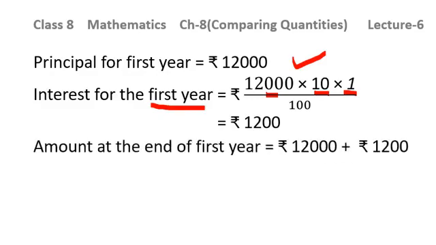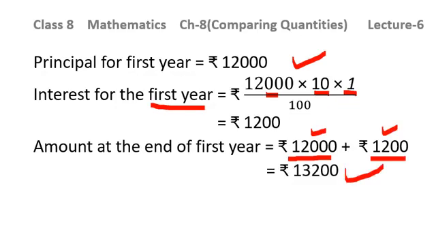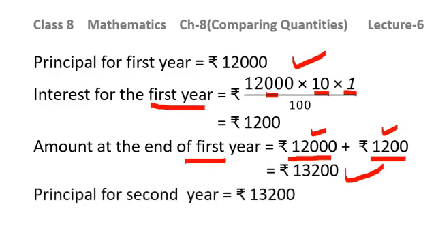Now we need to find the amount because this will be the principal for the second year. How will you calculate the amount? Principal plus interest. So this was your original principal, that is 12,000 rupees. This is your interest, that is rupees 1200, and the amount will be 13,200. So the amount at the end of the first year is rupees 13,200. As I told you, in compound interest, the amount of this first year will be the principal for the second year. So the principal for the second year will be 13,200.